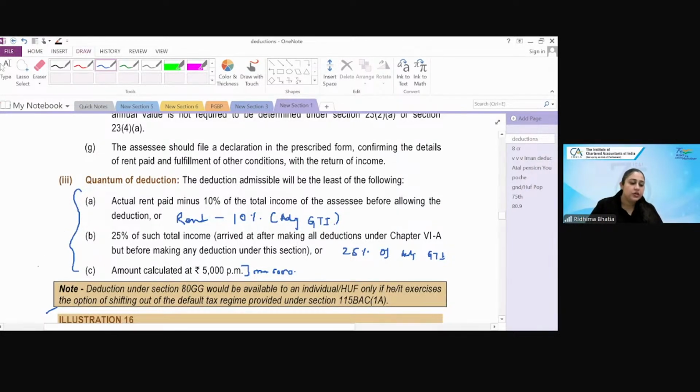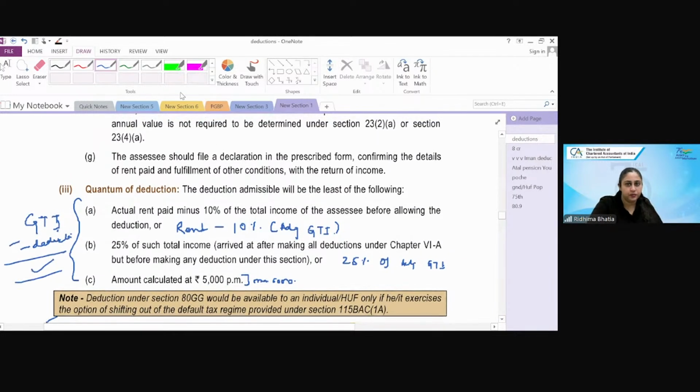Now what is adjusted gross total income? It is my gross total income minus all deductions. Minus all deductions, that would be my adjusted gross total income.